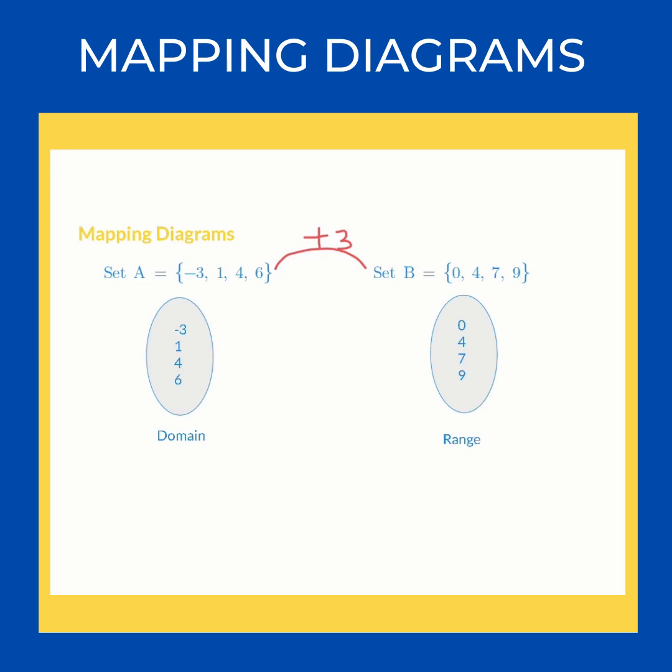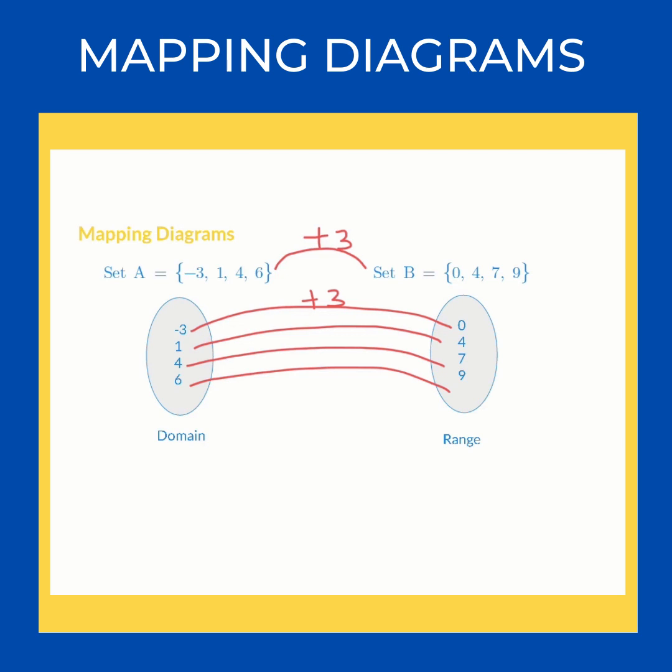So -3 plus 3 is 0, 1 plus 3 is 4, 4 plus 3 is 7, and 6 plus 3 is 9. Every element in set A is mapped to an element in set B. So -3 is mapped to 0, 1 is mapped to 4, 4 is mapped to 7, and 6 is mapped to 9.